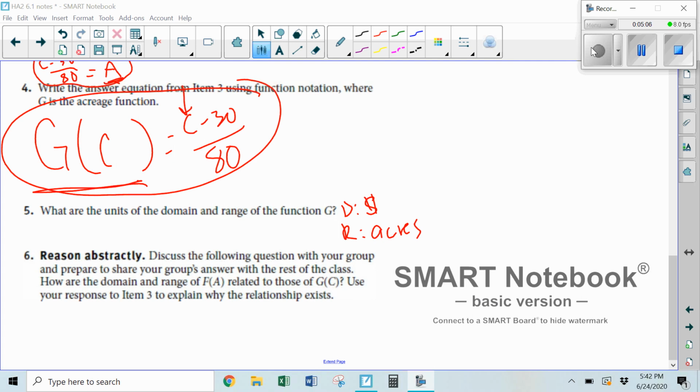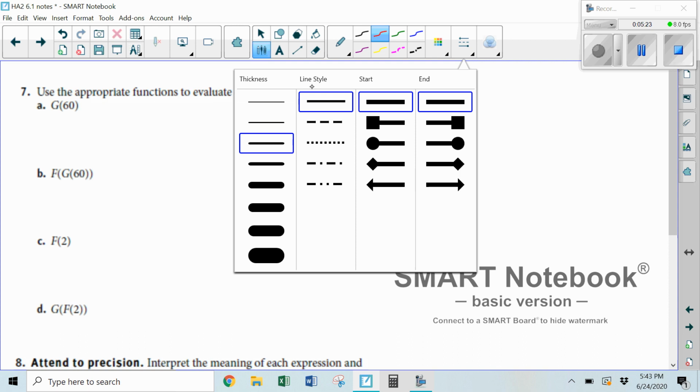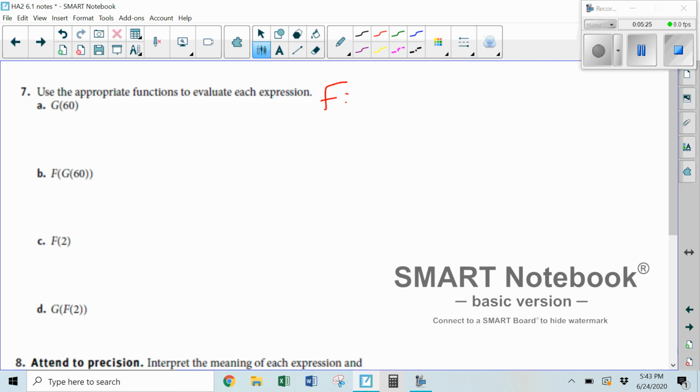Okay, we're going to jump to number 7. Use the appropriate function to evaluate each expression. Let's go ahead and write the functions again. So the f function was 30 plus 80a, and the g function was c minus 30 over 80.